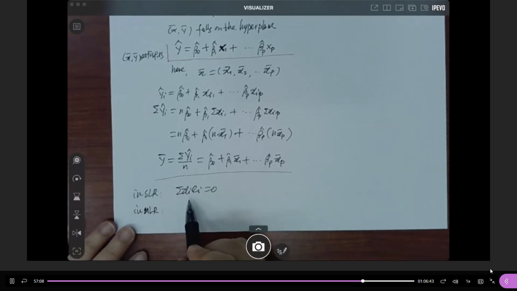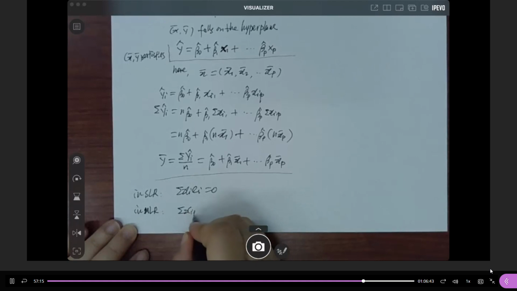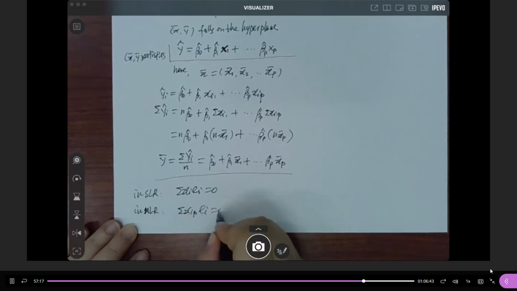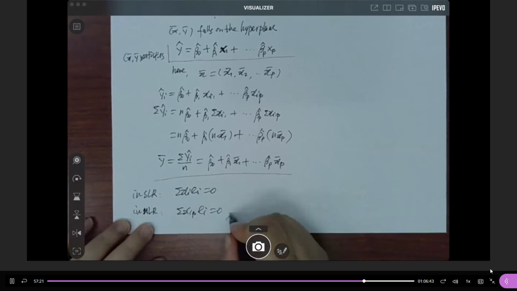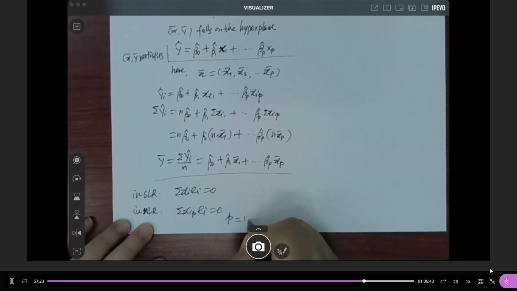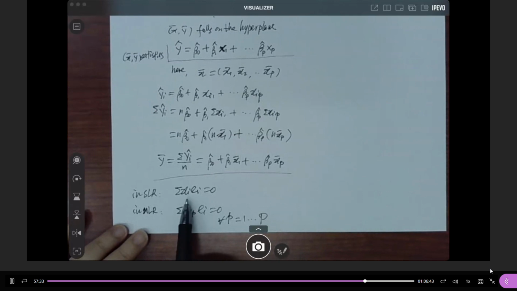In multiple linear regression, you won't just have xi, because x itself is a higher dimension, but you would say the summation of xi for any dimension p, times ei, equals 0. This p stands for all p equal to 1 to, let's say, a capital letter P to represent the total dimension here, for all p equal to 1 to P. So you would be able to write out this xi for each particular predictor variable. Okay, this is still true.